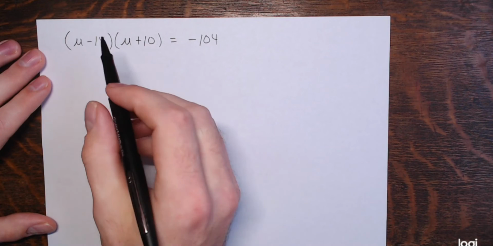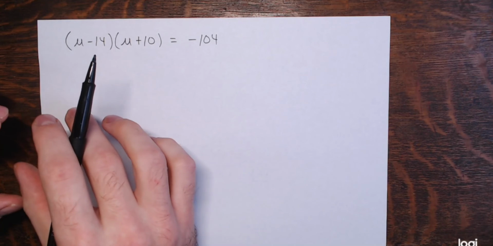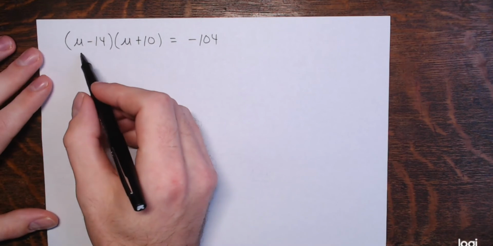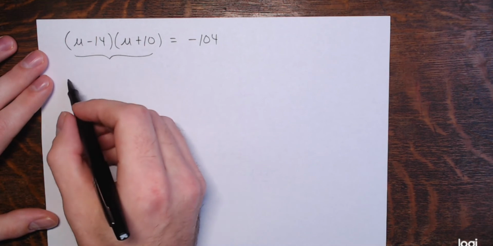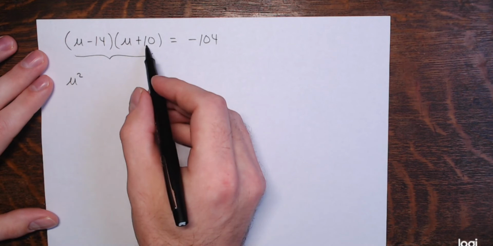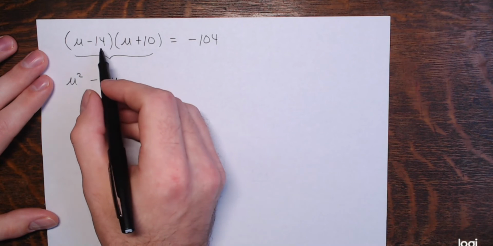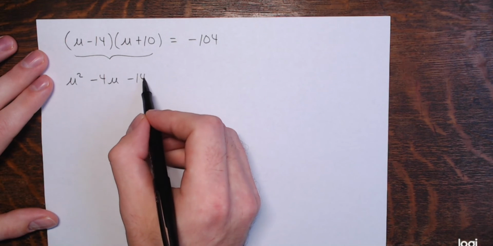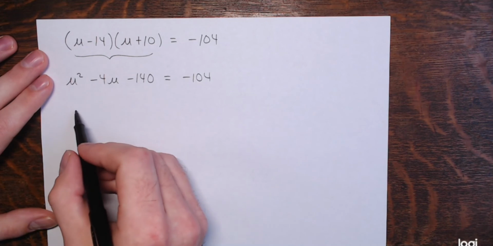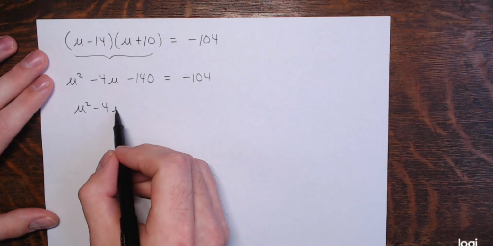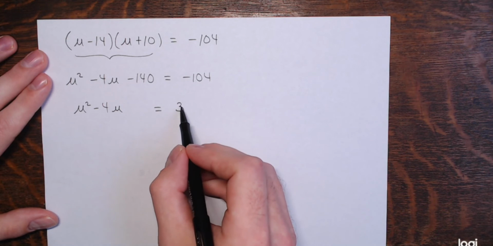In order to complete the square, remember the first step was to get the quadratic term and linear term on one side and all the numbers on the other. So let's multiply this stuff. u times u is u squared. Then you have plus 10u minus 14u, that'd be minus 4u, and then minus 140 equals negative 104. Then I would add 140. So we have u squared minus 4u equals, negative 104 plus 140 would be positive 36.